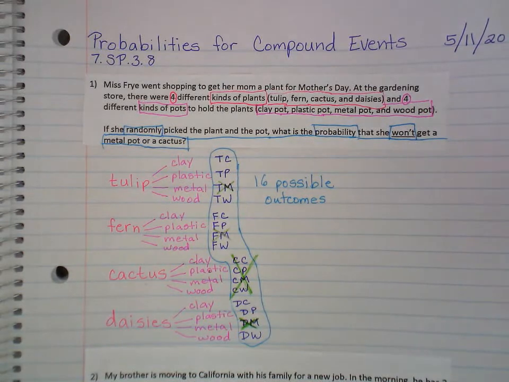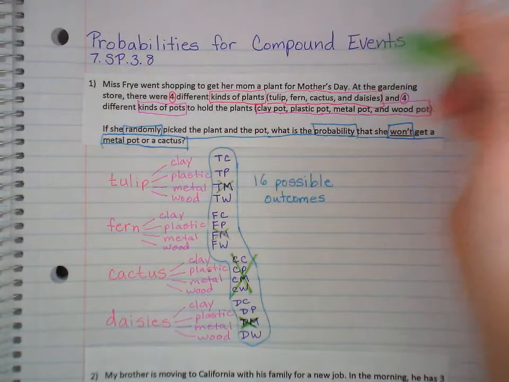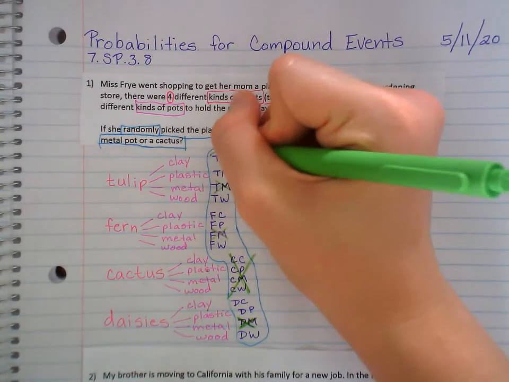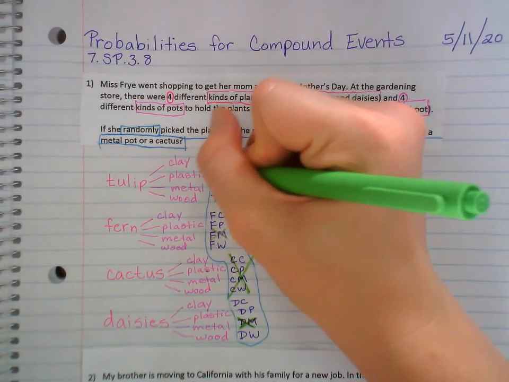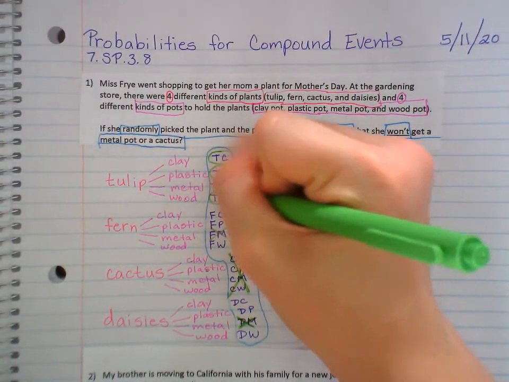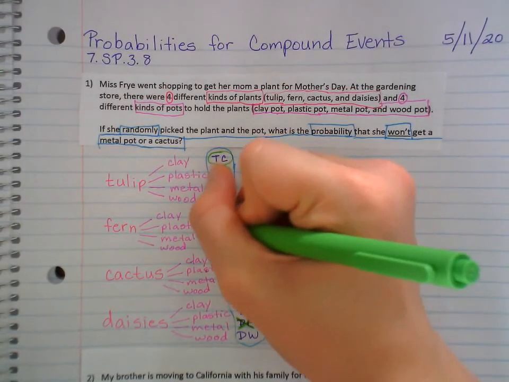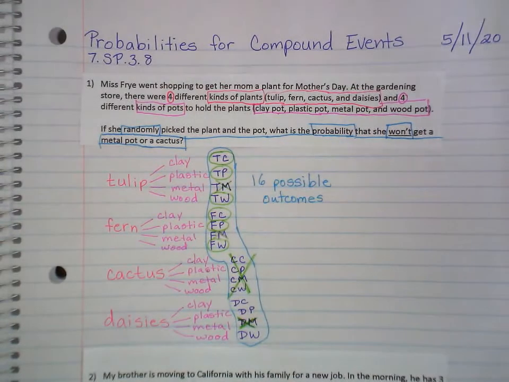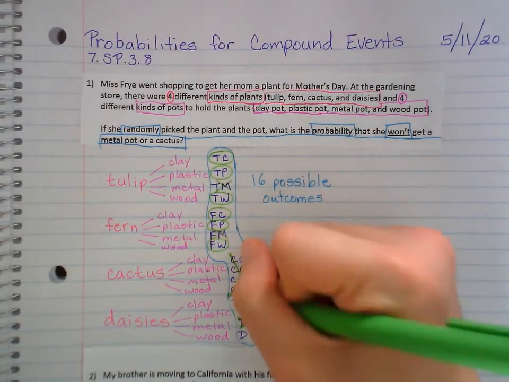All right. So let's count how many options I still have left. Tulip and cactus. Oh my goodness, no. Tulip and clay. Yeah, that's good. Tulip and plastic. That's fine. That's not cactus or metal. Tulip and wood. Good. Fern and clay. That's fine. Fern and plastic. Okay. Fern and wood. None of these 4 are okay because those are all cactus.